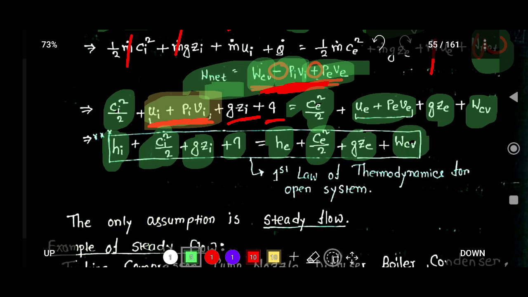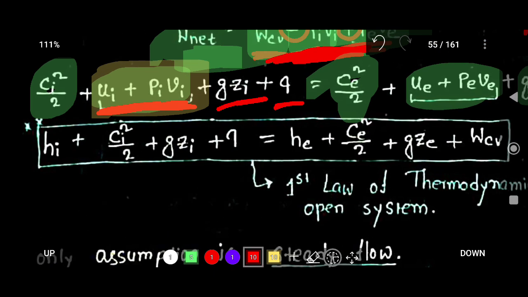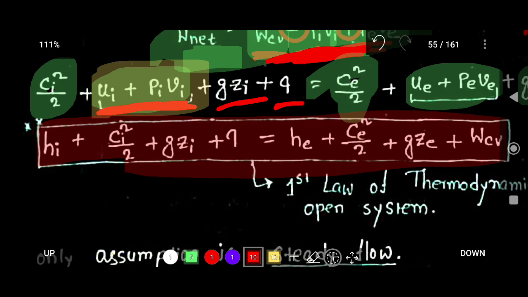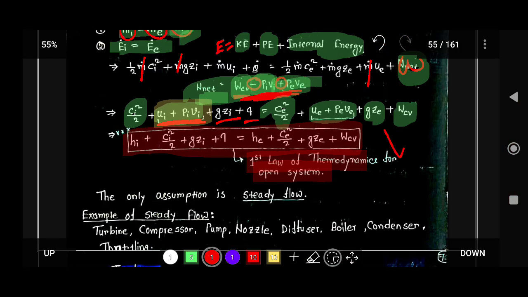This is very important. Just remember this formula, it is very, very important: hi plus ci square by 2 plus g zi plus q is equal to he plus ce square by 2 plus g ze plus w of control volume. So this is basically the first law of thermodynamics for open system. Remember this, it is very important. This is the steady flow energy equation.